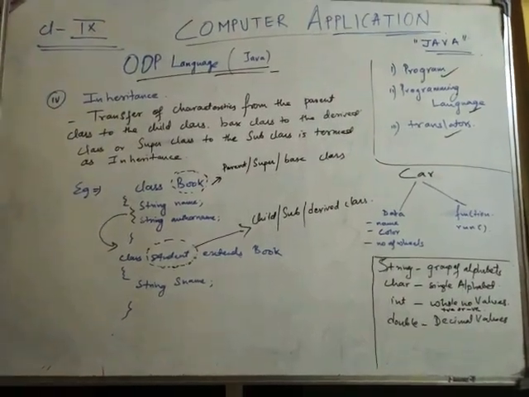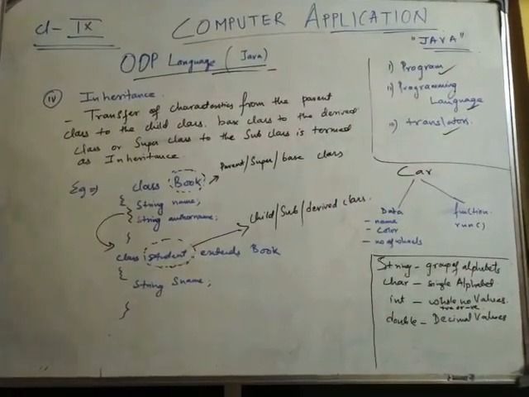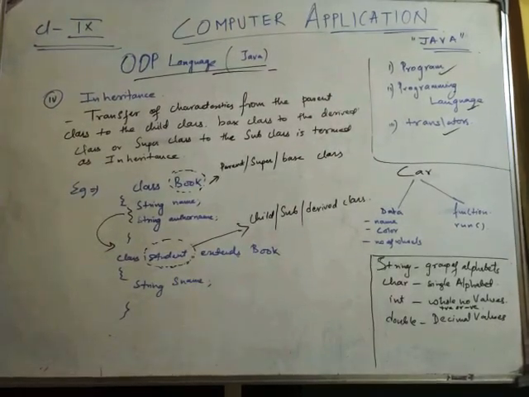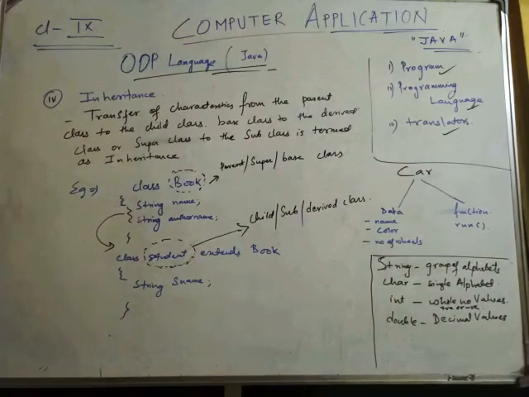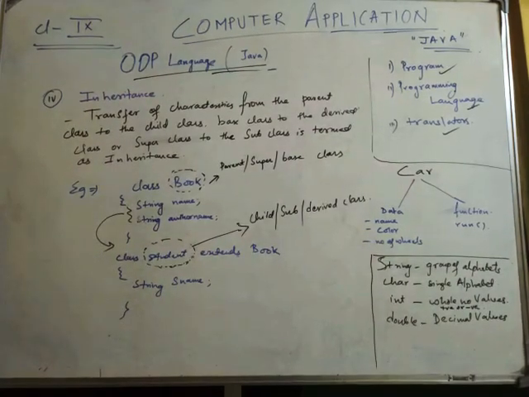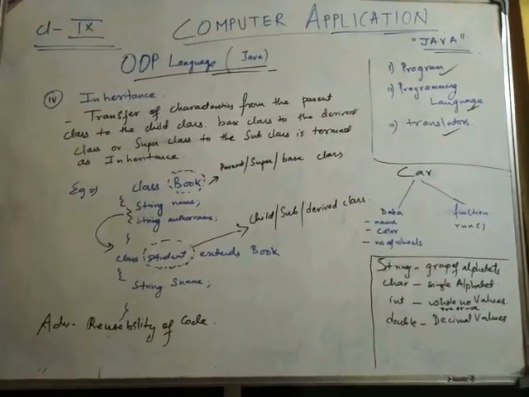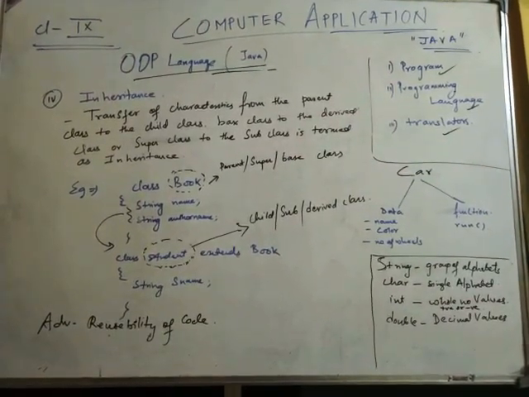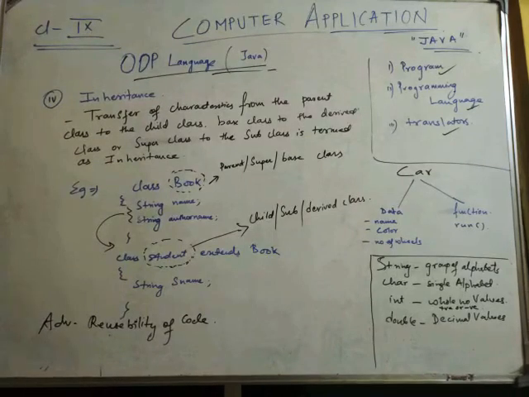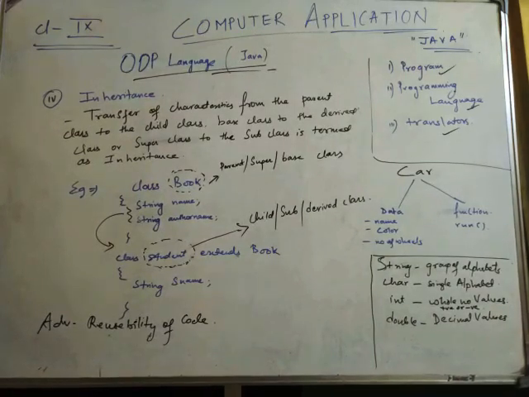Now what is the advantage of inheritance? The advantage of inheritance is reusability of code. Clear? Like the name and the author name are reused in the class Student. So the reusability of code can be done with the help of inheritance. Clear? These are the features of your OOP language.